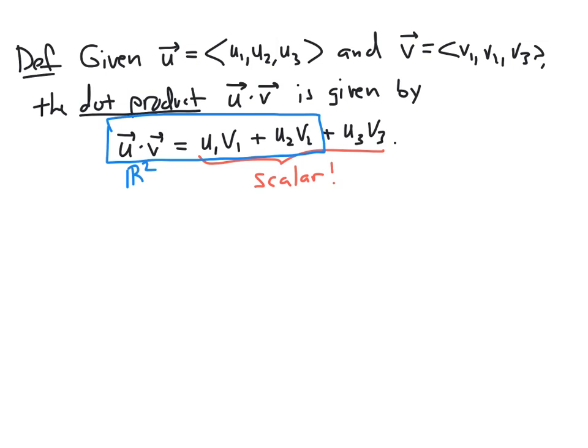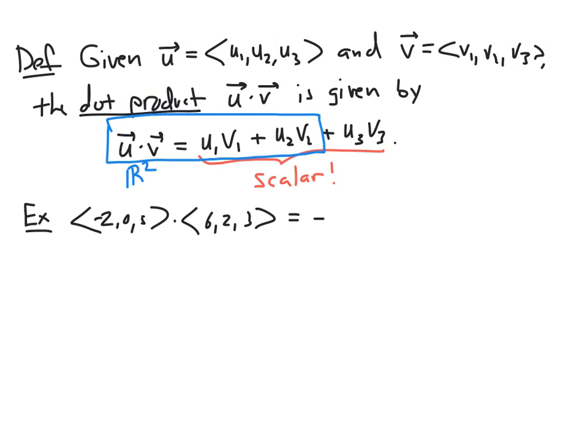Let's look at a couple examples. As you can imagine, just computing the dot product is pretty straightforward. It's real number multiplication and addition. So if I have a vector (-2, 0, 5), and I want to take the dot product of that with the vector (6, 2, 3).